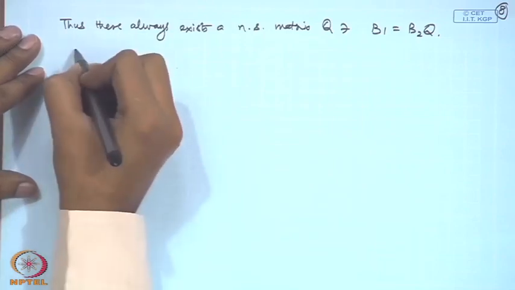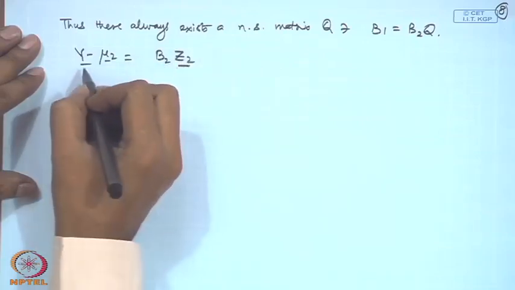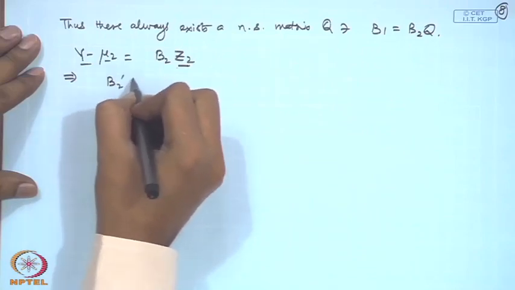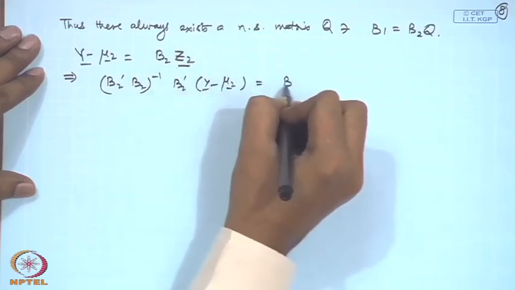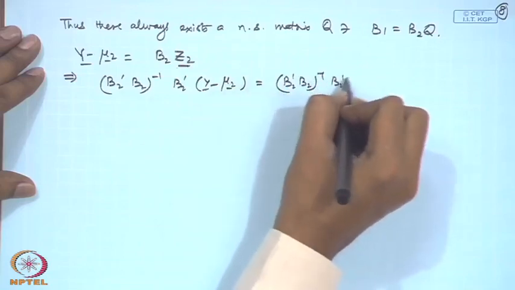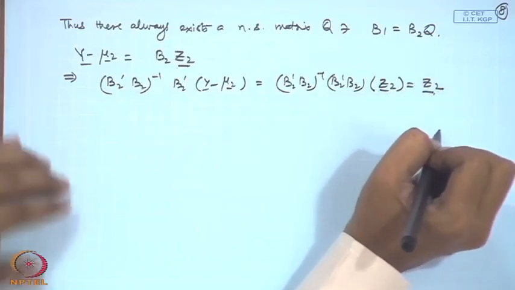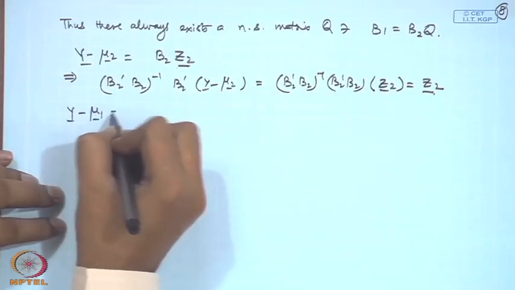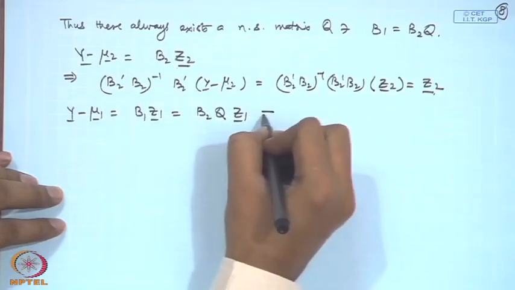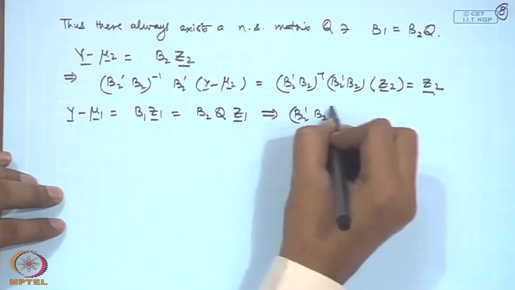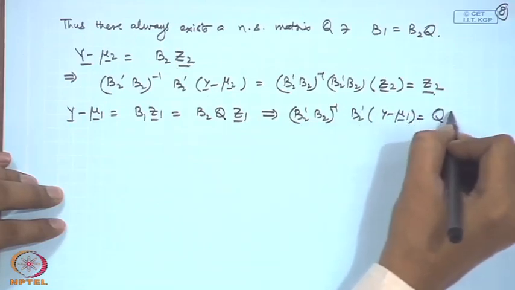Now, we make use of this. So, let us write, say, y minus mu 2 is equal to B2 Z2. So, this implies (B2 prime B2) inverse B2 prime (y minus mu 2) is equal to (B2 prime B2) inverse B2 prime B2 Z2, that is equal to Z2. So, if I consider now y minus mu 1, that is equal to B1 Z1, that is equal to B2 Q Z1. This implies that (B2 prime B2) inverse B2 prime (y minus mu 1) will be equal to Q Z1.